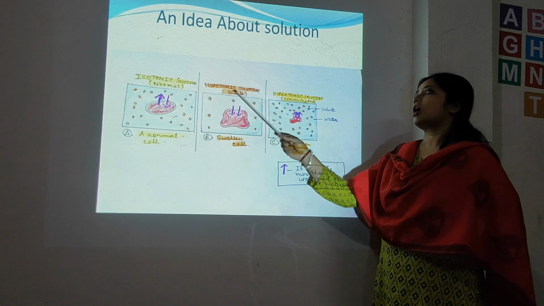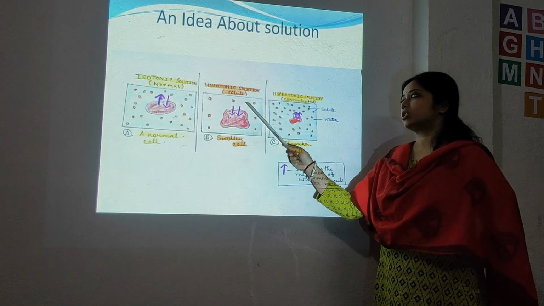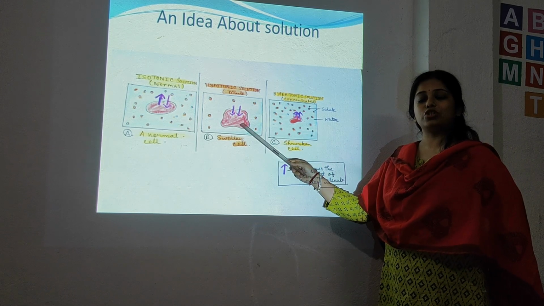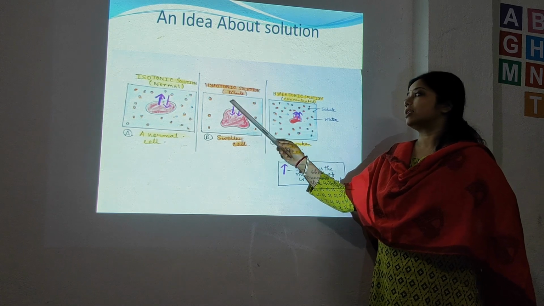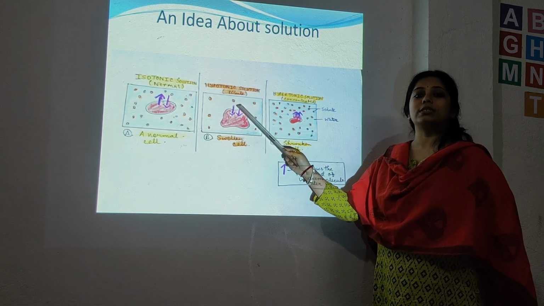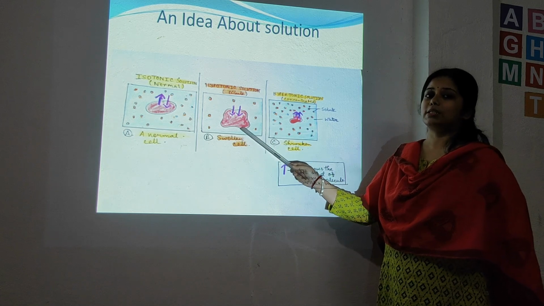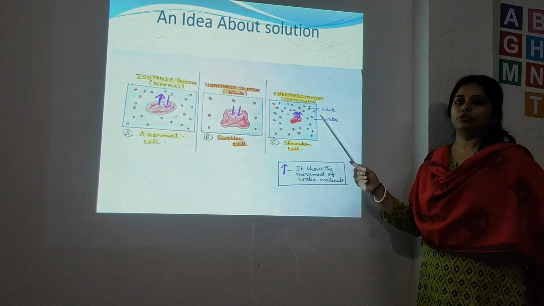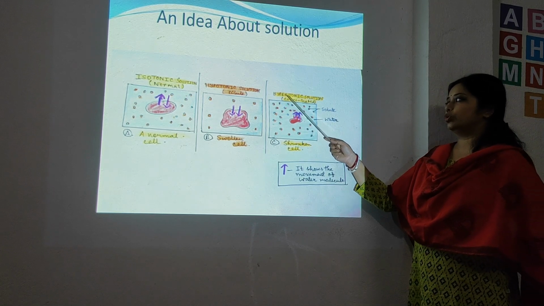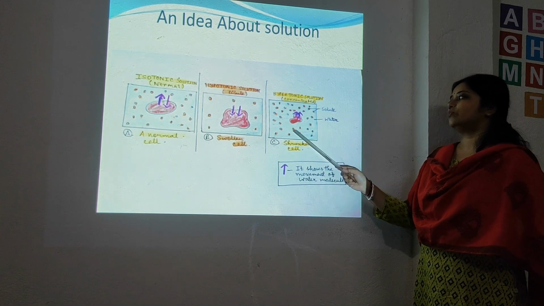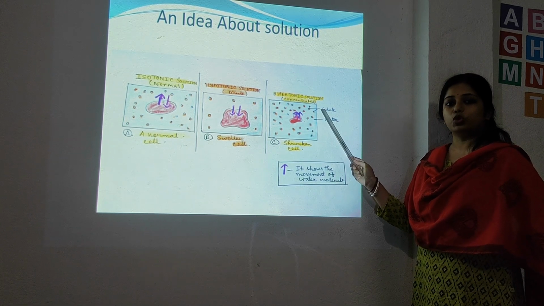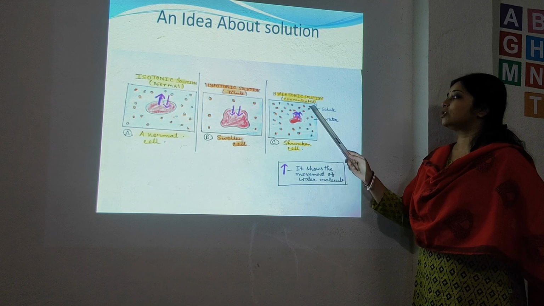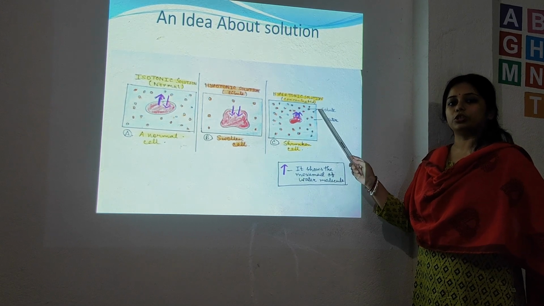Again I am explaining. Hypo means less, where the concentration of the solute is lesser than the concentration of the cell sap, and the concentration of the water or the liquid is more than in the cell sap. Now we will discuss the hypertonic solution. Hyper means more. So the solution in which the solute concentration is more than the solute concentration in the cell sap is said to be a hypertonic solution.